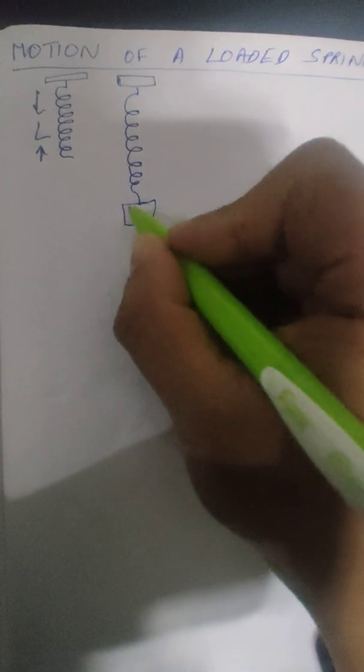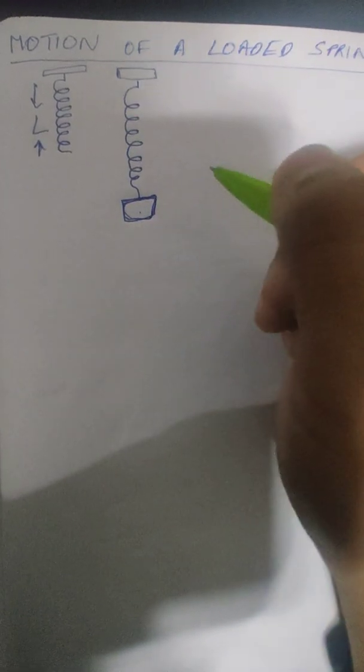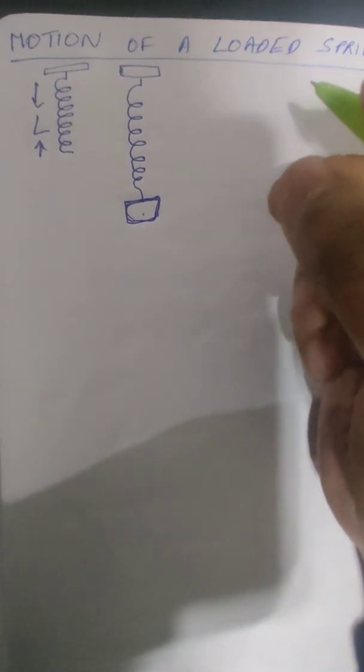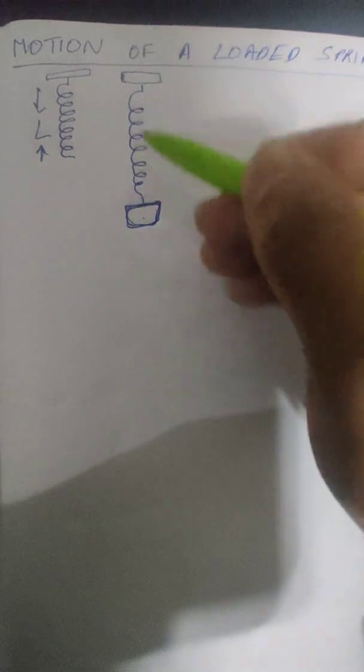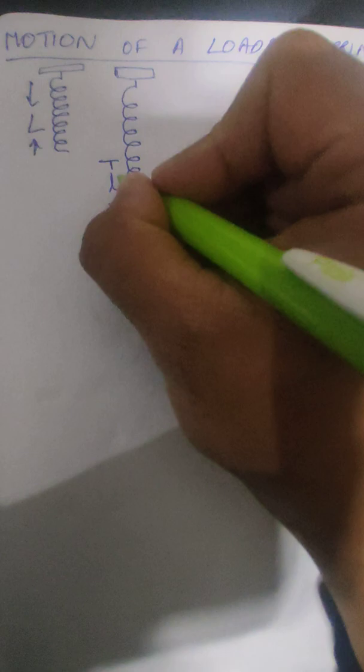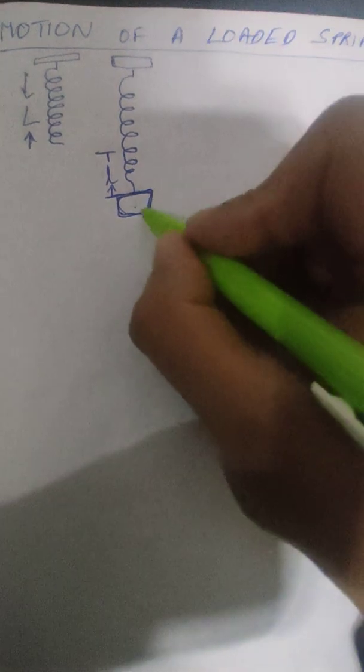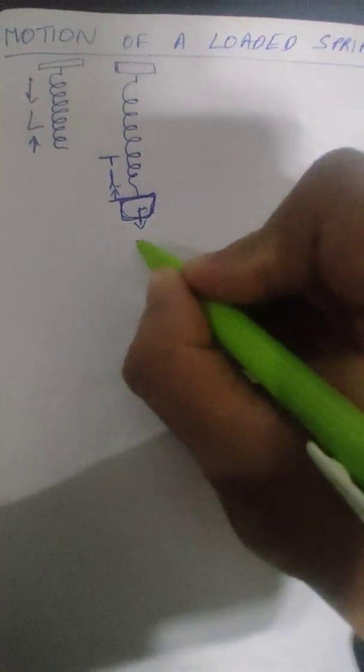Let us take a metal box or a metal object which has a certain weight, and it is pulling the string downwards, and let the string extend through l. Small letter l. The original length is L, and the weight of the object will be mg, right? Mass into gravity.